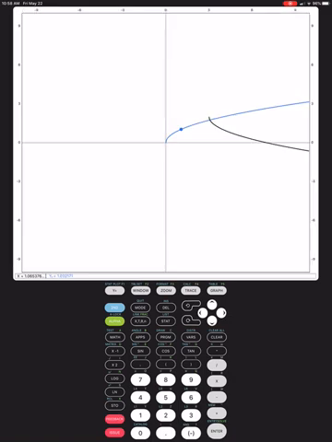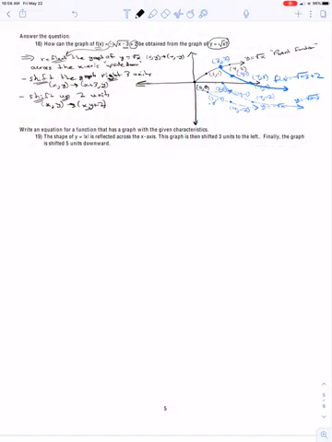So again, using transformations to look at our graphs, and then you can analyze it. So from there, we can talk about the domain. We can talk about the range.